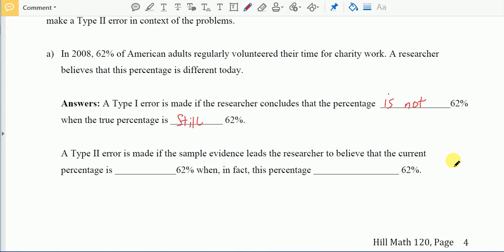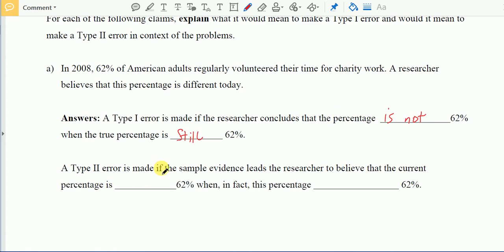And the type 2 error is made if the sample evidence leads the researcher to believe that the current percentage is still 62%, when in fact this percentage is not 62%. That means we do not reject the null hypothesis. It is not actually equal to 62, but we do not reject that. Okay, when the alternative hypothesis is true.